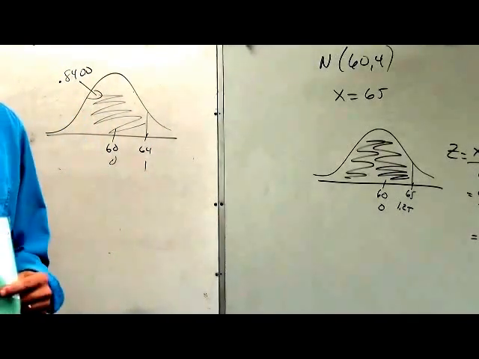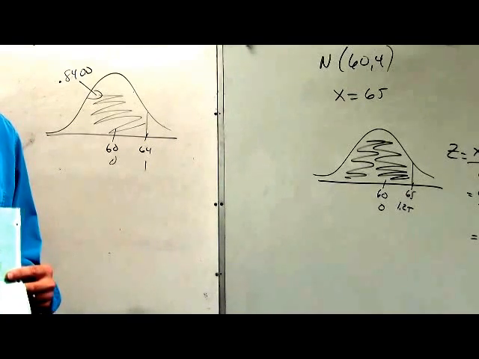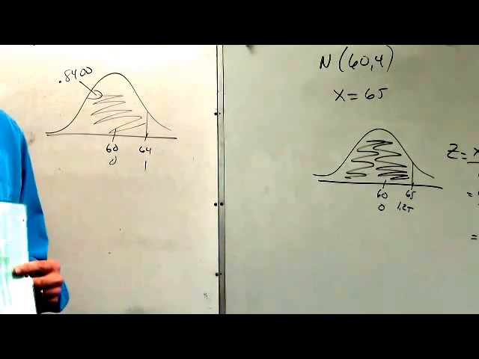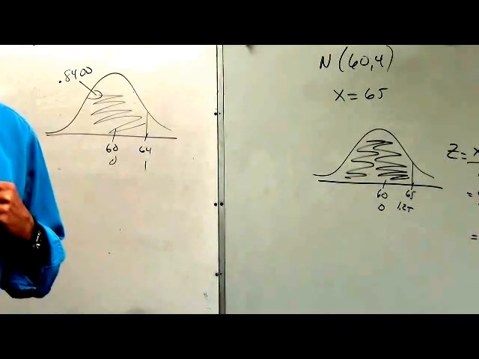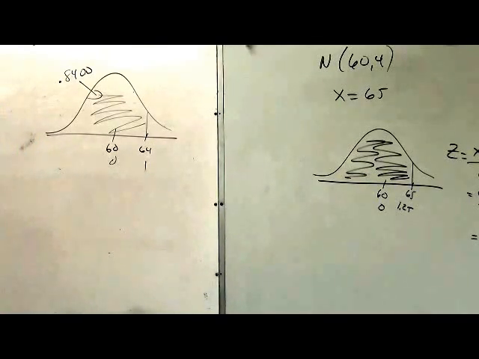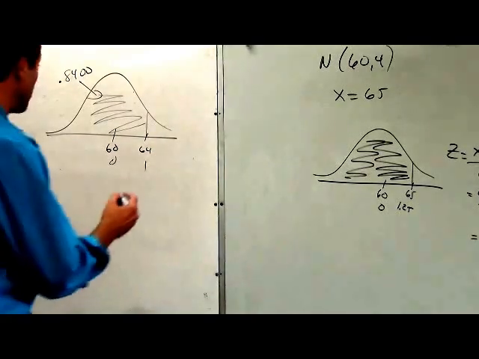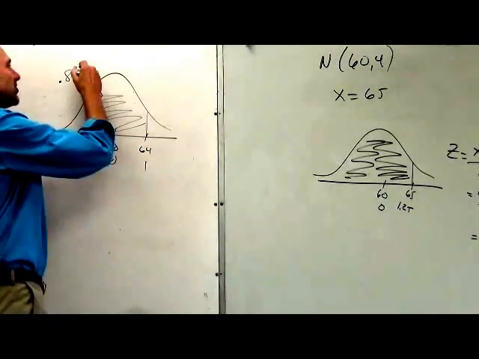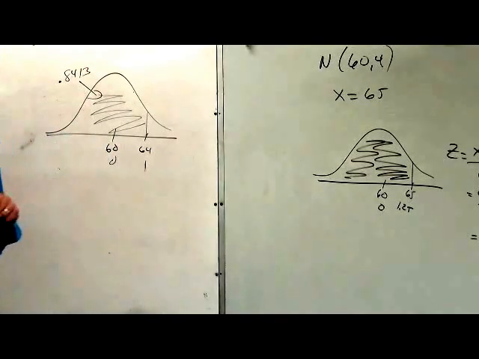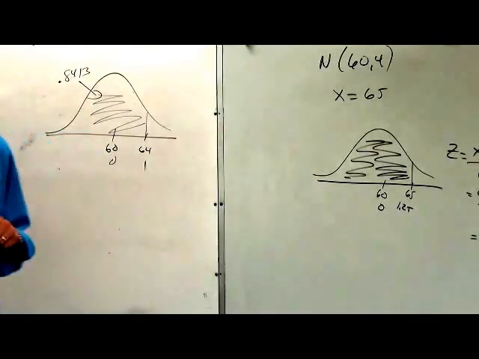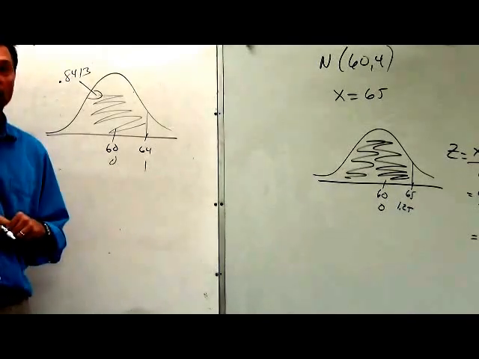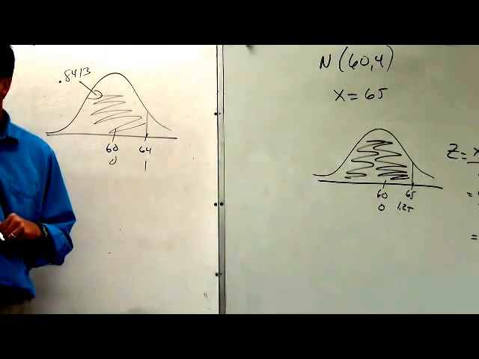So you're looking up positive 1.00. So you go down to 1.0, you don't go over at all. And what number do you see there? 0.8413. Has everybody got that spot? That's the precise percentile. 84% was just an approximation. That's the exact percentile if you're exactly one standard deviation above the mean.